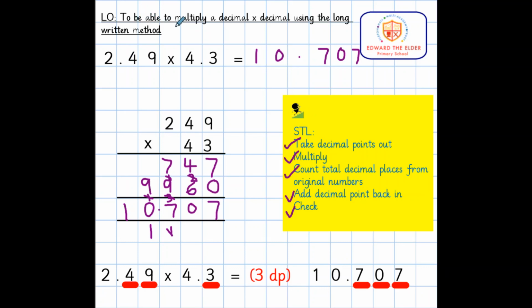So today we were learning to be able to multiply a decimal by a decimal using the long written method, and our number sentence was 2.49 multiplied by 4.3, and so therefore our answer is 10.707.